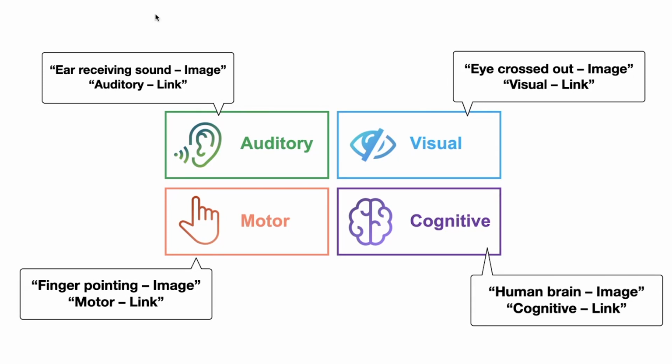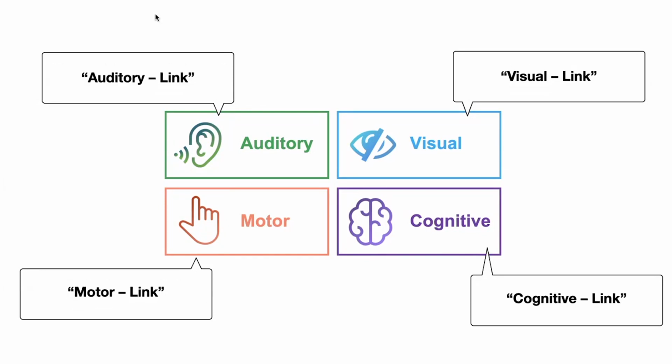But then what would actually happen for a user who is, say, experiencing your site through a screen reader, so someone who's, say, blind or partially sighted, they would have this read out to them. So they would hear ear receiving sound image, auditory link, and then eye crossed out image visual link, and so on. So what's actually happening in many ways is you've made the experience worse. The alternative text is distracting. It's actually a burden on the user. And in fact, what you'd be better off doing is something like this. If you removed the alt text from those images, you would just have auditory link, visual link, motor link, and cognitive link, which would make for a much simpler and more accessible experience.